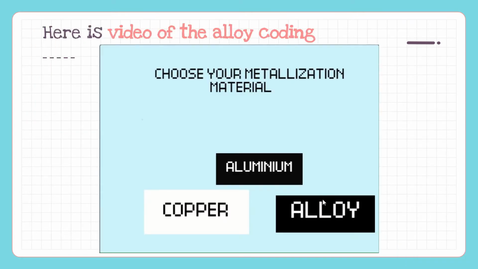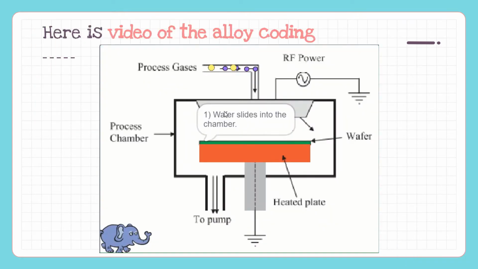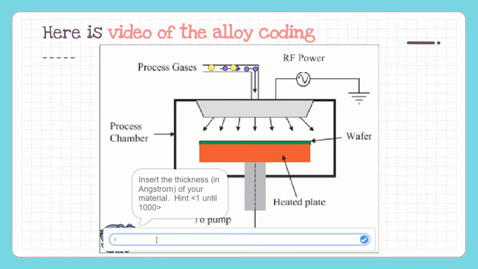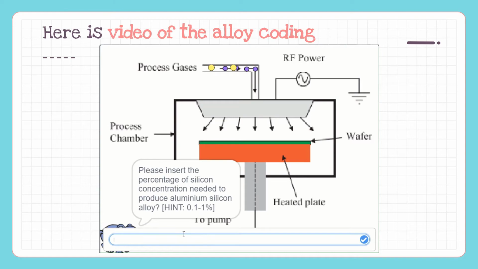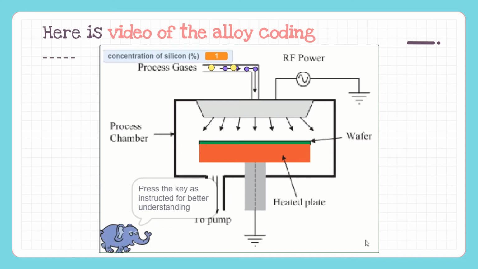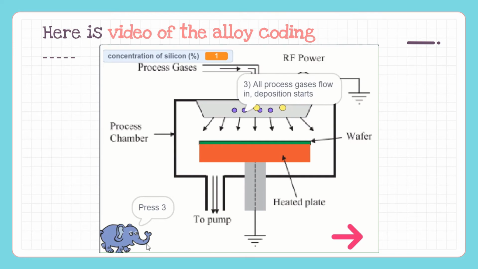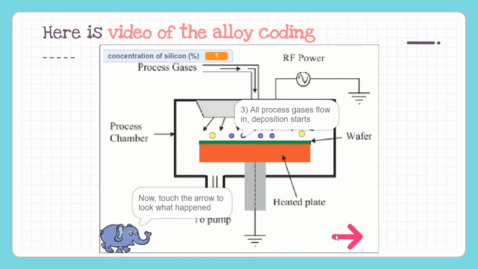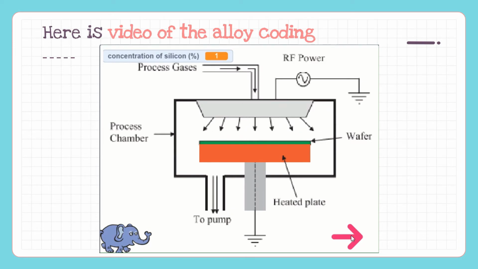Okay, if we click the alloy sprite, the backdrop is changed, and then this is the explanation of the CVD chamber. If we insert 100 angstrom and then the concentration is 1%, the concentration of the silicon will be shown, and then we need to press 1, press 2, and then press 3, and then click the arrow sprite to see what happens.